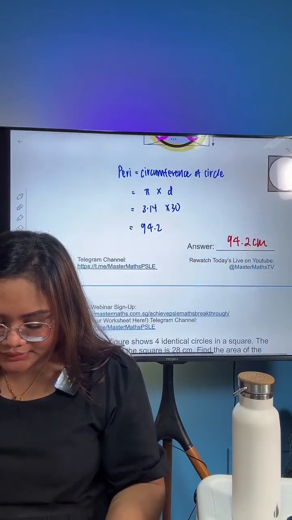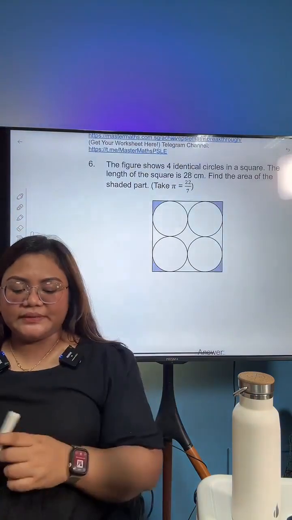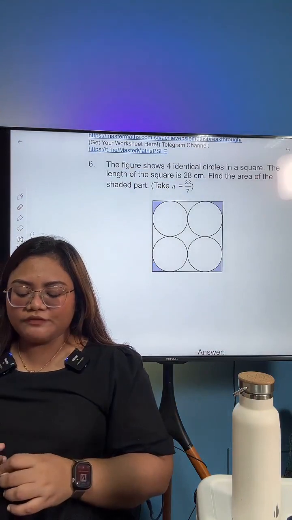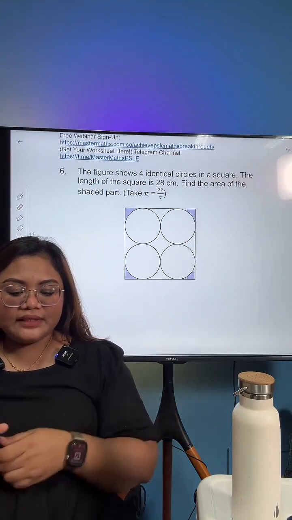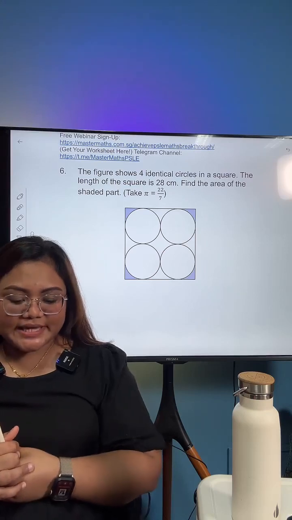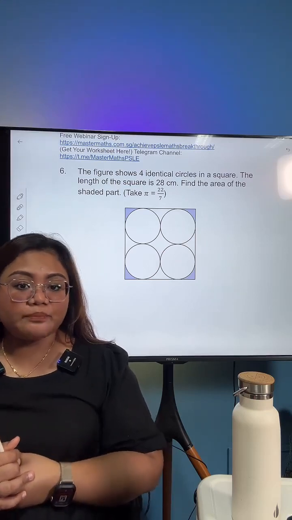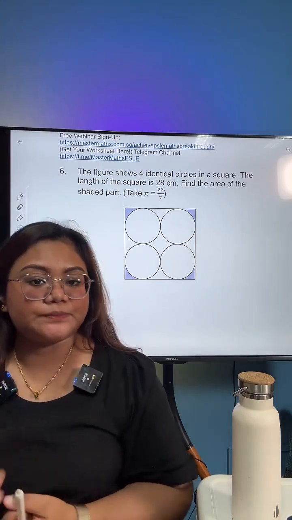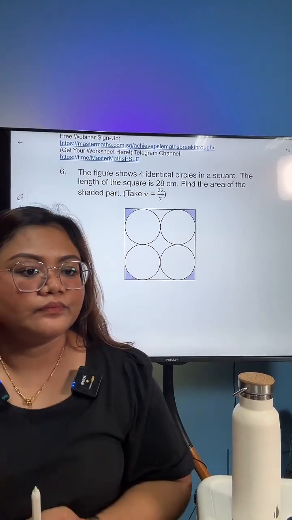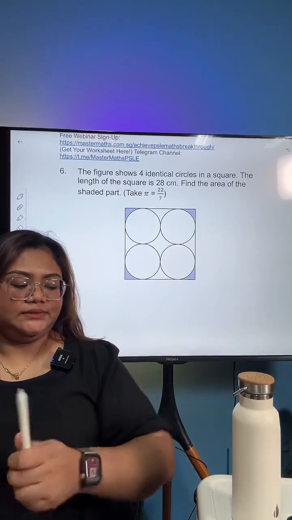Okay, question number 6. The figure shows 4 identical circles in a square. The length of the square is 28 cm. Find the area of the shaded part. So how do we find the area of the shaded part? How do we solve it?